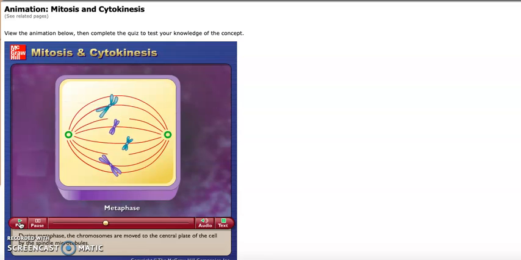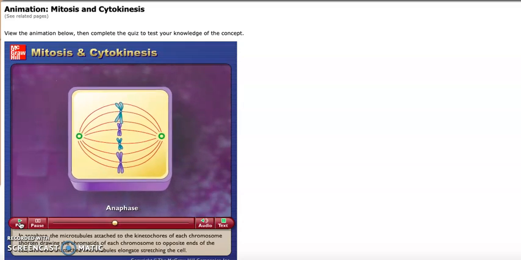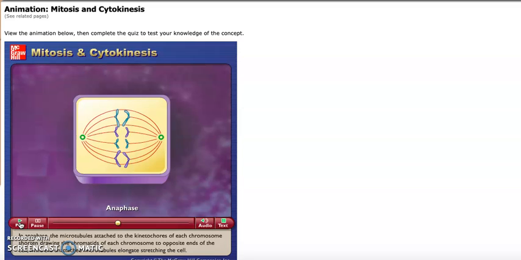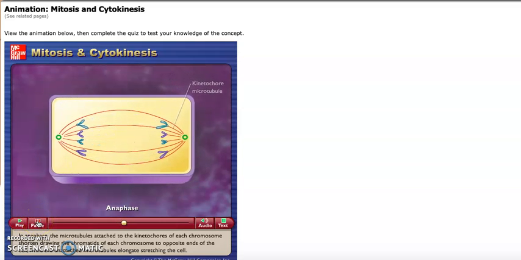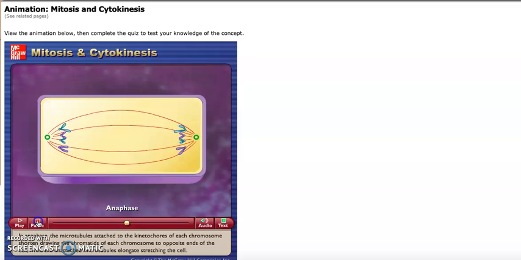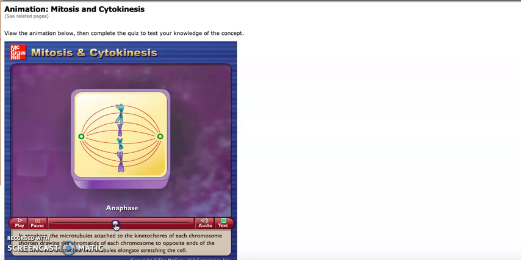During metaphase, the chromosomes are moved to the central plate of the cell by the spindle microtubules. In anaphase, the microtubules attached to the kinetochores of each chromosome shorten, drawing the chromatids of each chromosome to opposite ends of the cell. Okay, so let's back up a little bit, back to this point.